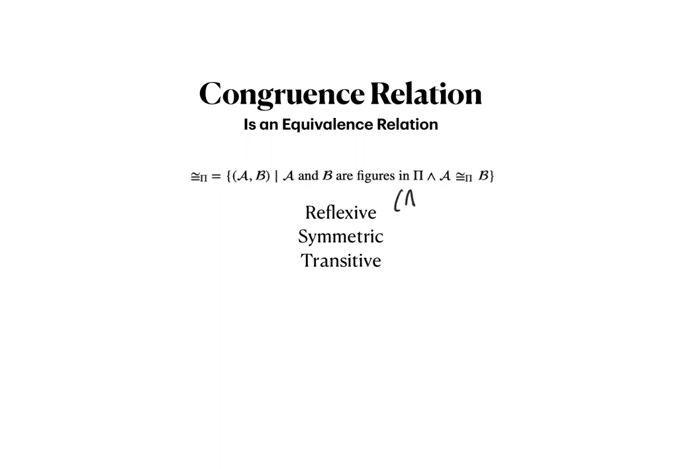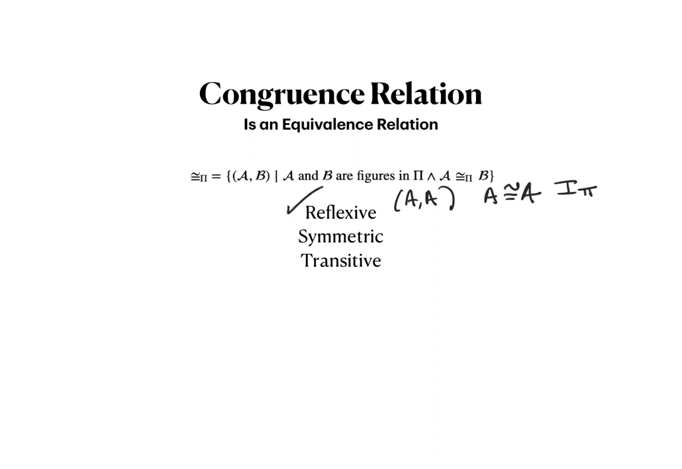In order to be reflexive, it means that every element has to get mapped back to itself. Well, let's think about what this congruence relation is. This says in order for A comma A to be in the relation, that means that A must be congruent to itself. Well, that's surely the case because I can map every figure back to itself through the identity isometry on pi. So it is absolutely reflexive.